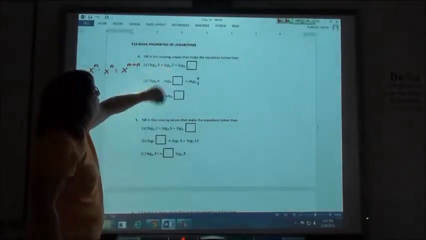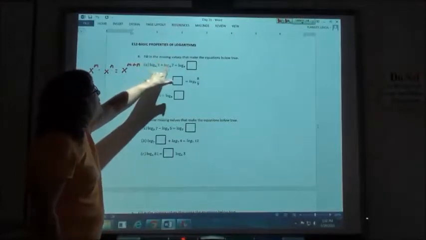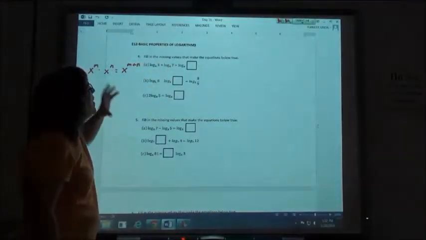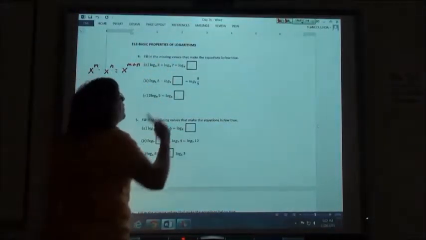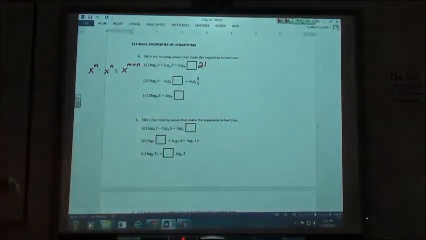So common base, base 4, that must be the same. So the log base 4 of 3, the log base 4 of 7 would combine into the log base 4 of 3 times 7, so 21.